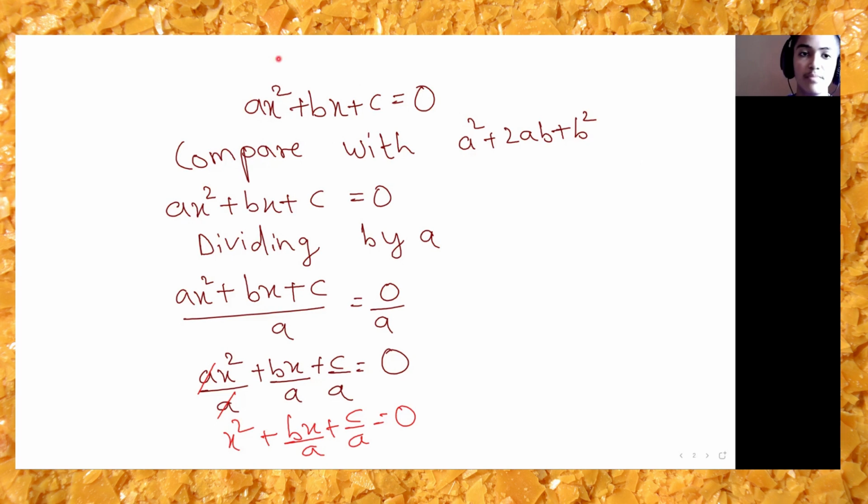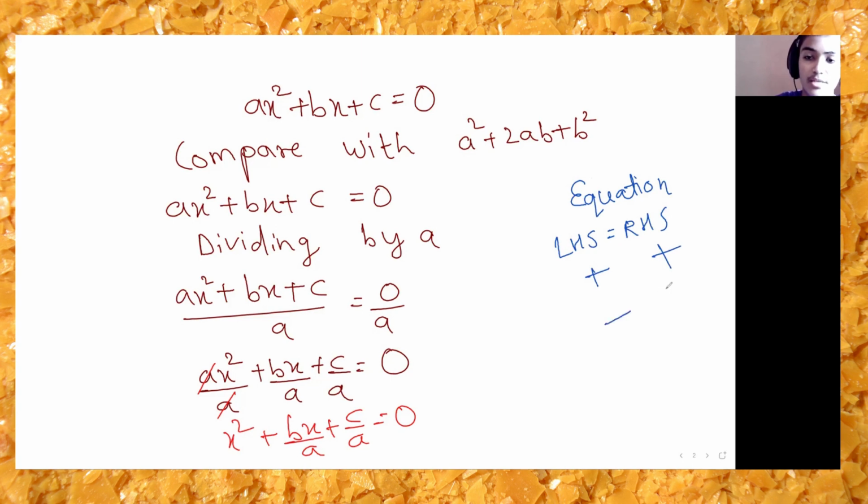But you should always remember that when we have an equation, whatever we do on the left hand side, the same we should do on the right hand side. Suppose we do addition, the same should be done on the right hand side. We do subtraction, same. Multiplication or division, the same will be carried here. So here if we divide our first term with a, the whole equation should be divided by a. So now we have divided the whole equation by a.